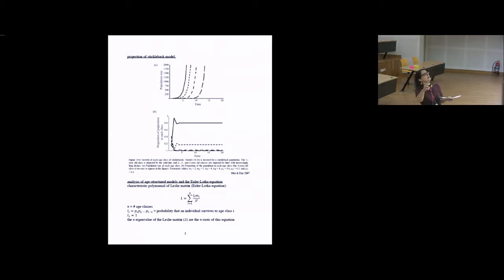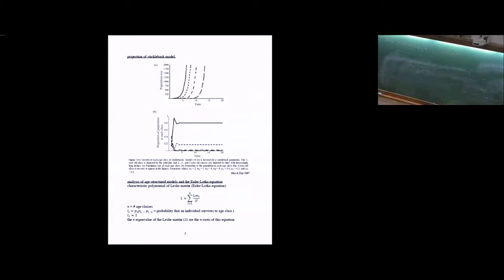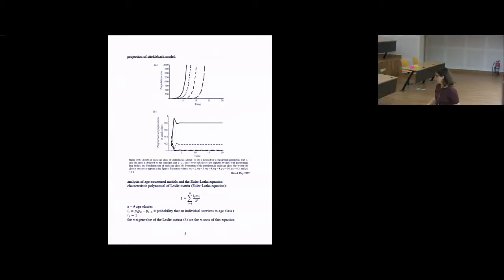In this case, I think the solid line is age class 1. And you can see that age class 1 dominates the population with, just under, I think, 80% of the population being year 1 individuals. And then I think this is age class 2, and then 3 and 4 are down here. So most of the population are in age class 1 and 2, and a very small amount in the others.